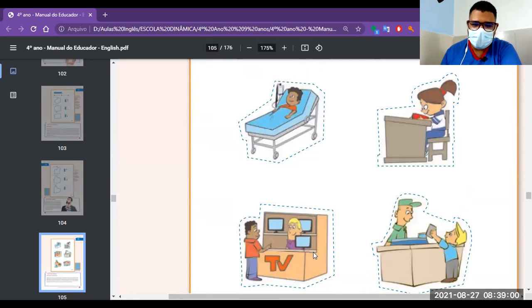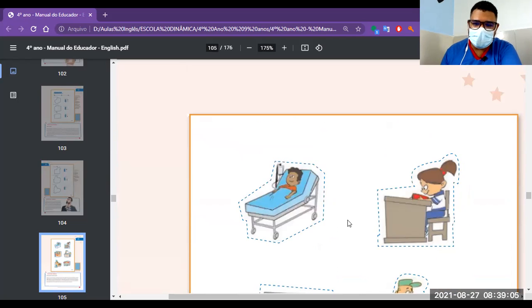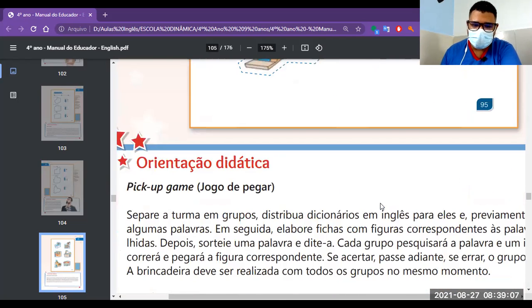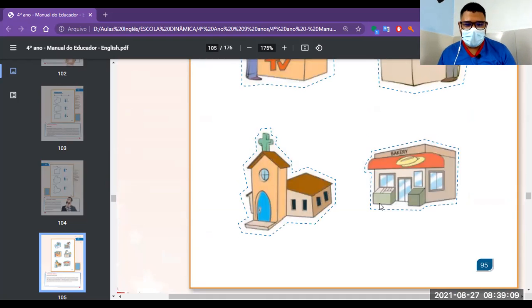Church, bakery, shop, I guess, and many other places, hospital, school. So this was the activity that we just did.